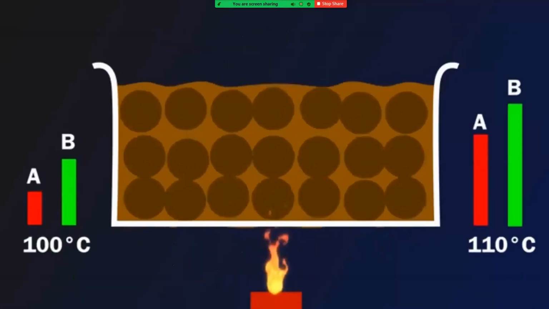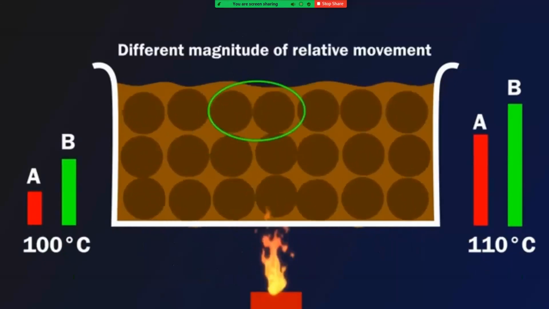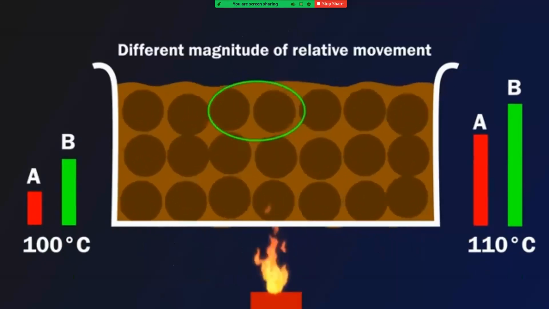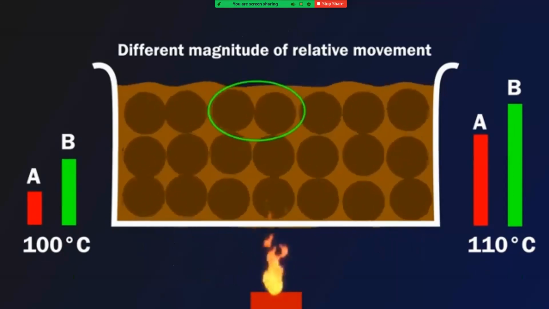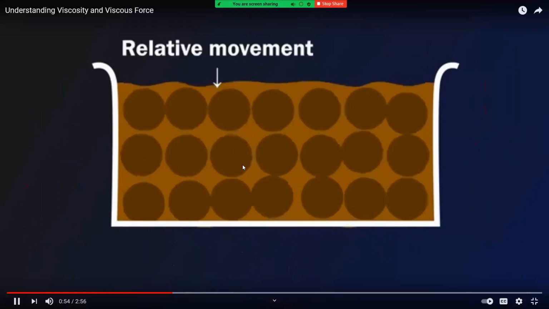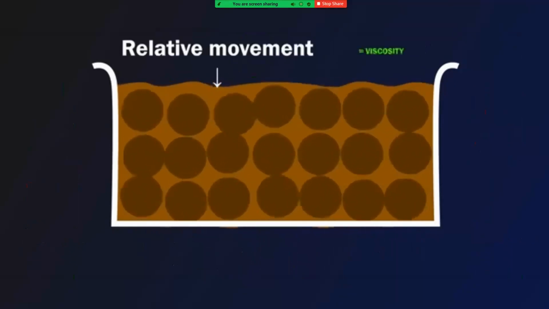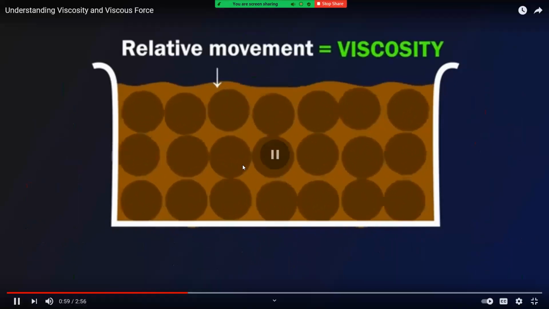For a given temperature, different liquids showcase different magnitudes of relative movement between molecules. This relative movement is measured in terms of a physical quantity called viscosity. We can say whether it is water, honey, or oil. At a certain temperature, water has higher movement compared to honey or oil, right?